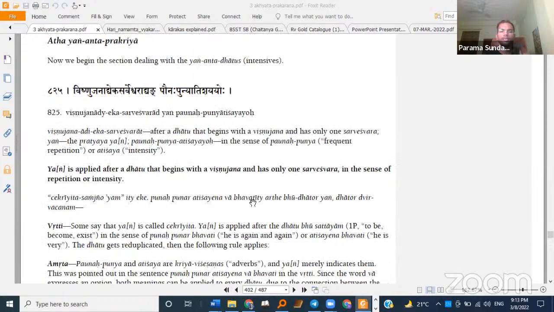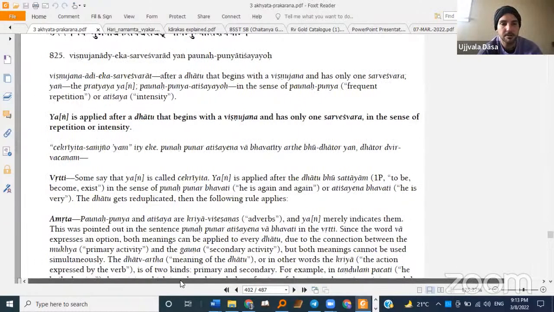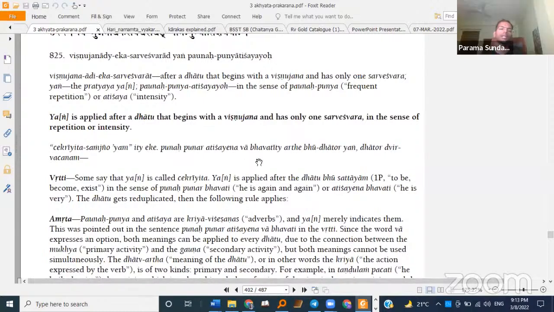So, Yaṅ is applied after a dhatu that begins with the Vishnu Jana and has only one Sarveshwara. Vishnu Jana Adi Eka Sarveshwarat. In the sense of Paunaha Punya, that is repetition, and Atishaya, so intensity. So this means that it's only applicable for these Vishnu Janadhyeka Sarveshwara dhatus. Does that mean the Chakrapanis are used for something else? Chakrapani is. Because there will be a mention also if there are exceptions introduced.